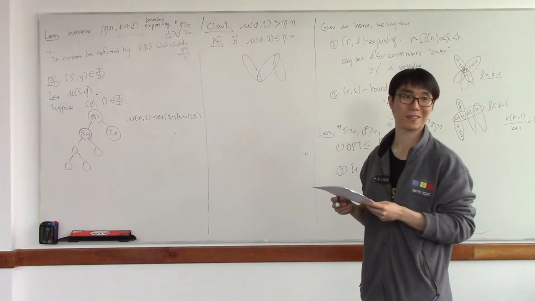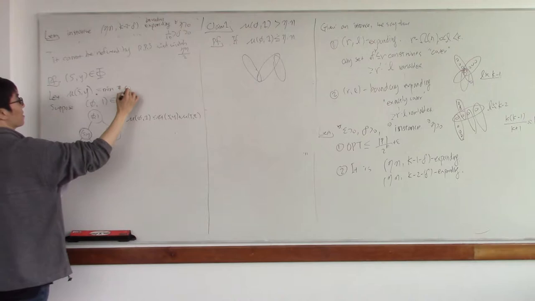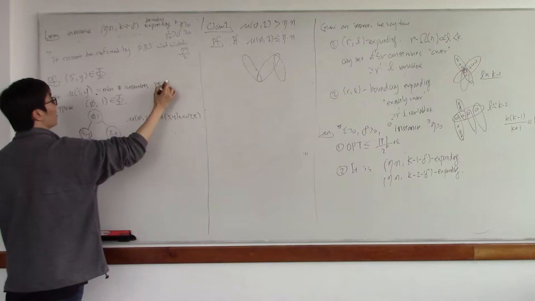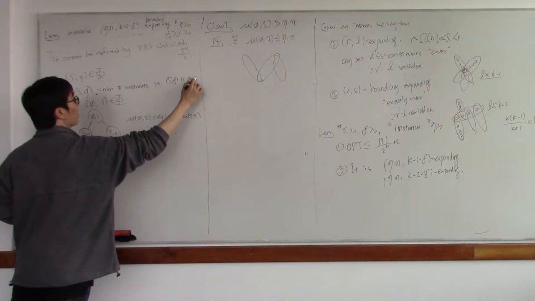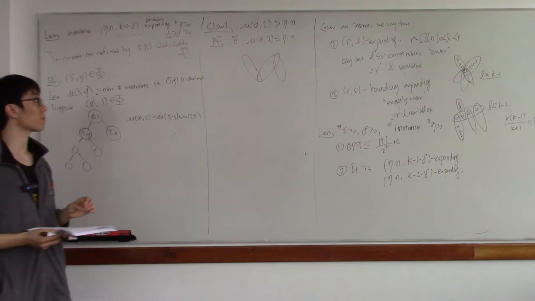You defined it, so what's the definition of mu? Mu is the minimum number of constraints such that Sy is derived, or Sy is just linear combinations of the linear equations associated with these constraints. Right. Okay.